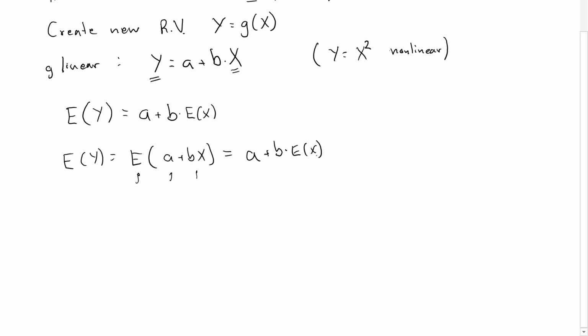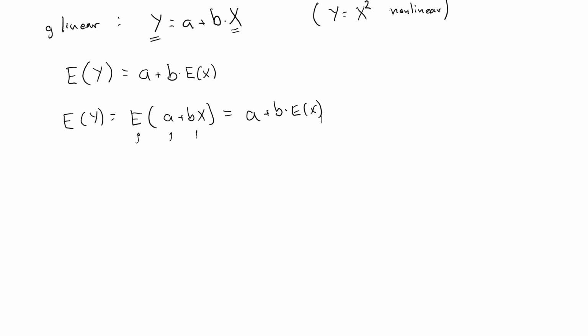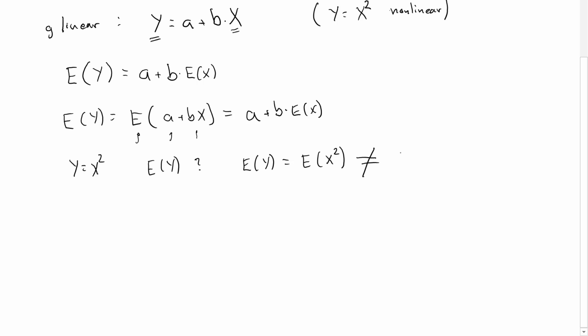We have to be careful remembering that it only works for linear functions. So if y is a nonlinear function of x, and I want to find out what the expected value of y is, then this would be wrong. I can't do this. Expected value of y, I replace y with x squared. That's fine, that works. I can't move this one inside the nonlinear function. So this does not turn out to be the same as expected value of x squared.